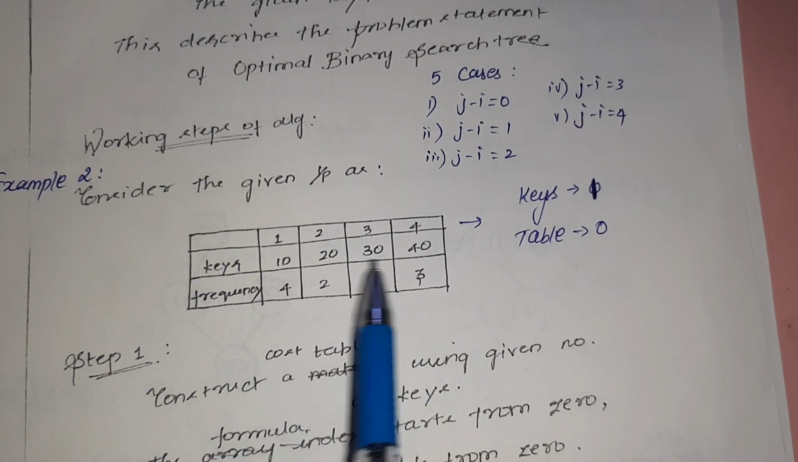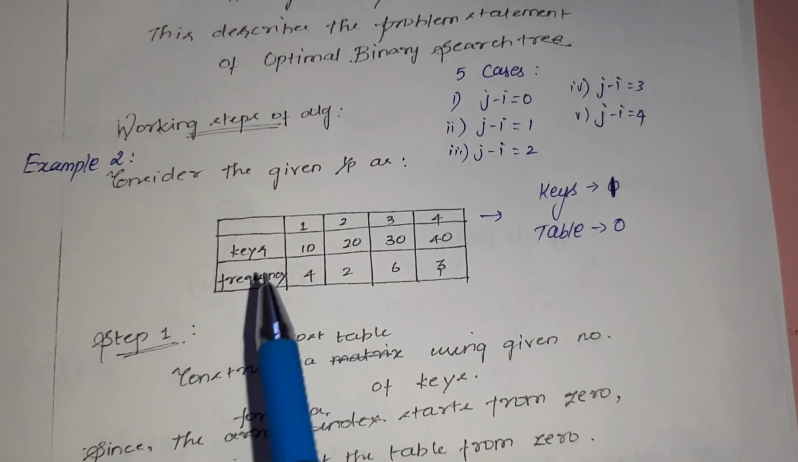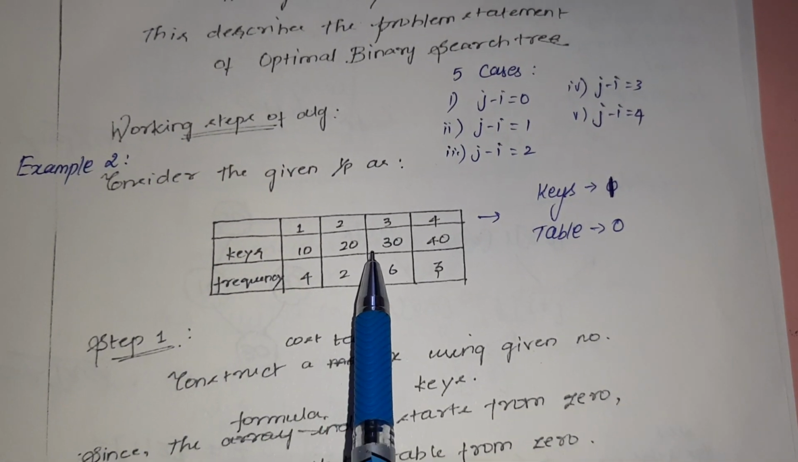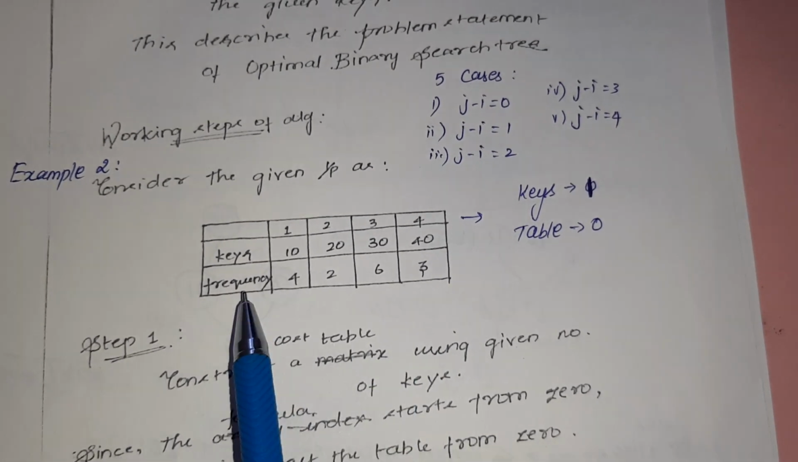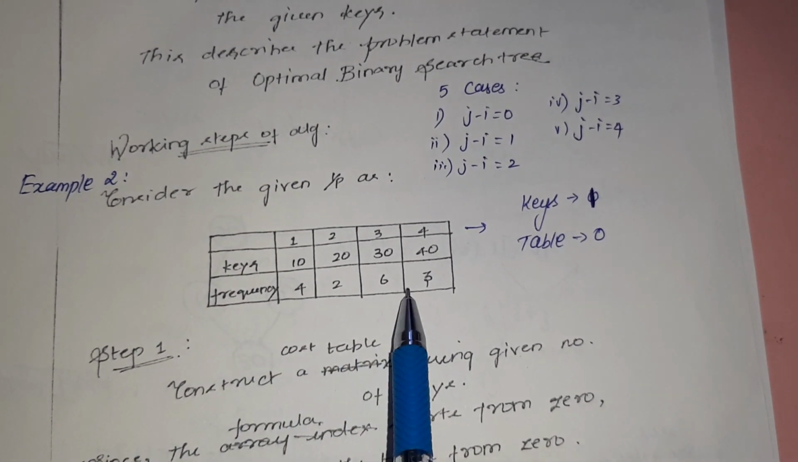10, 20, 30, 40 with the frequency. So in the last example we saw only 3 nodes. Here we are going to go with 4 nodes. I am giving some frequencies, that is 4, 2, 6 and 3.